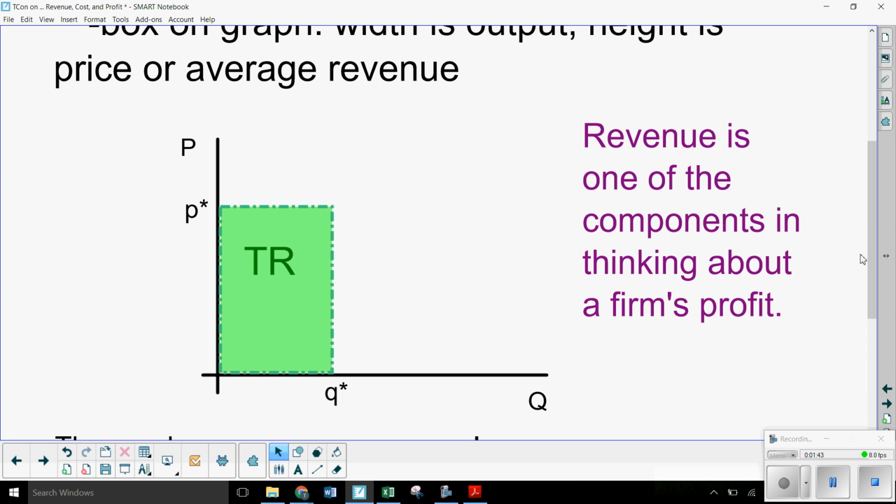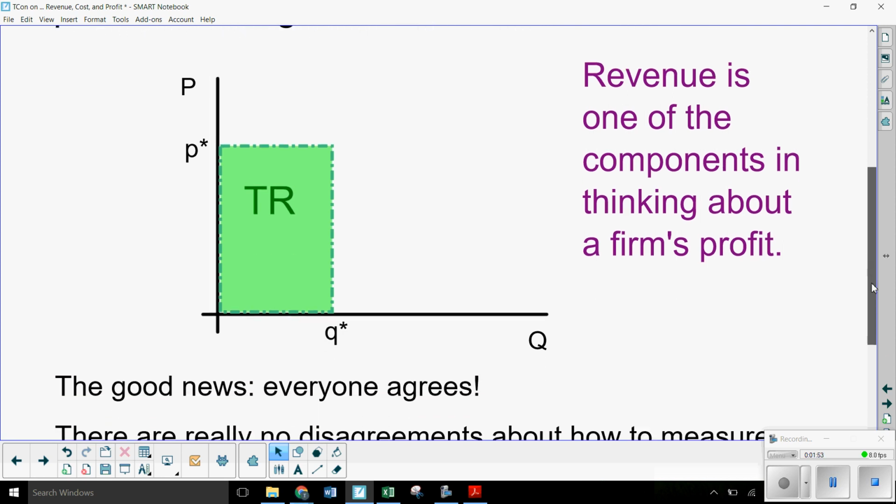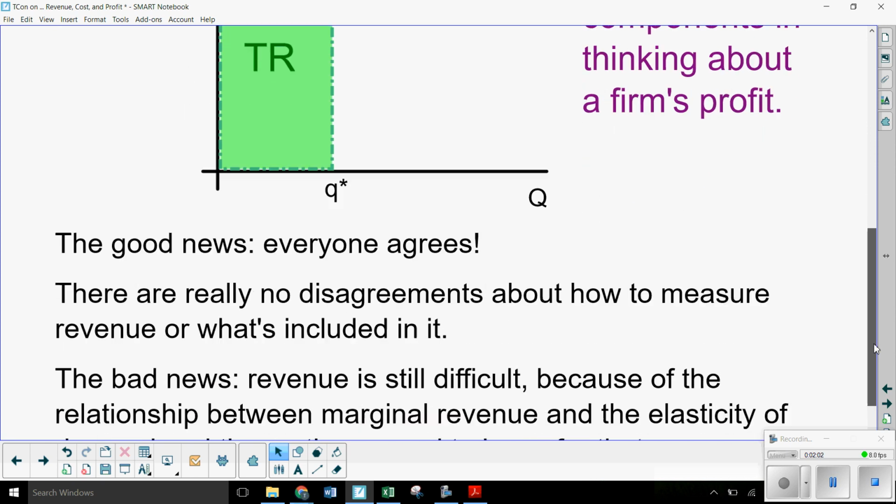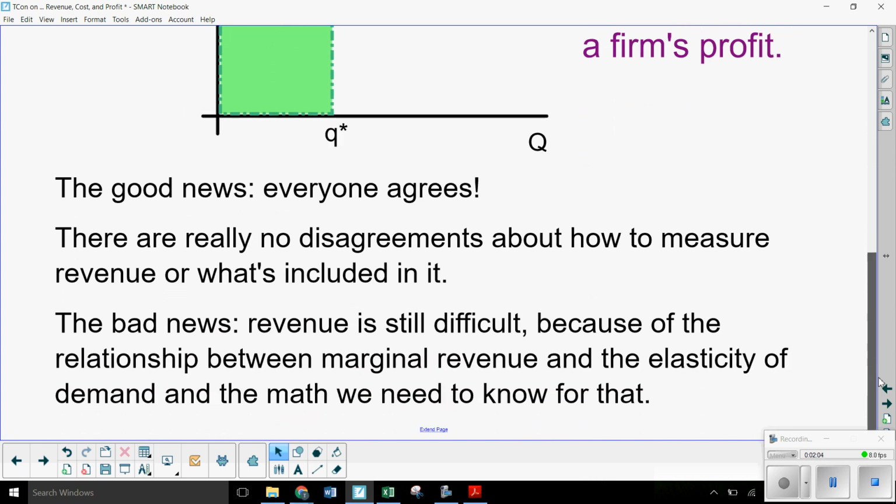Keep in mind here, revenue is one, but only one, of the components that we use to think about a firm's profit. Sometimes you'll be asked questions about maximizing revenue, and that's where you're thinking probably about elasticity and so forth, but really the goal most of the time is to think about maximizing profit, and that involves interaction between revenue and cost. What's nice about this? Everybody agrees, economists and accountants agree on how to calculate total revenue. It's price times quantity, and there's no argument about that.